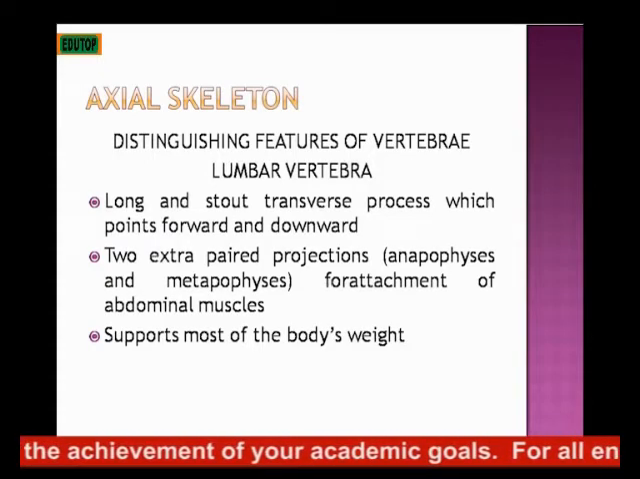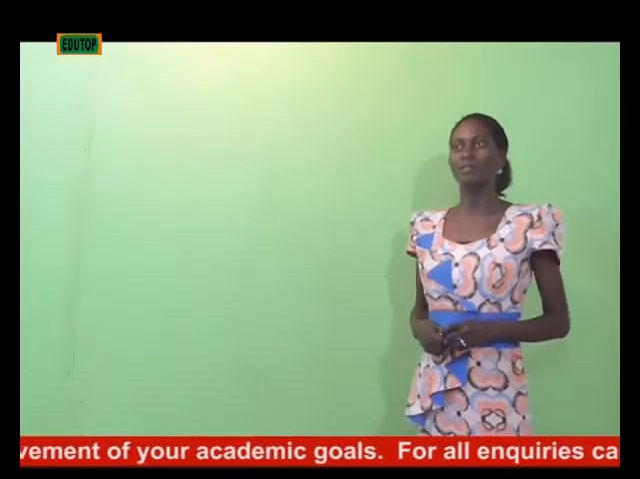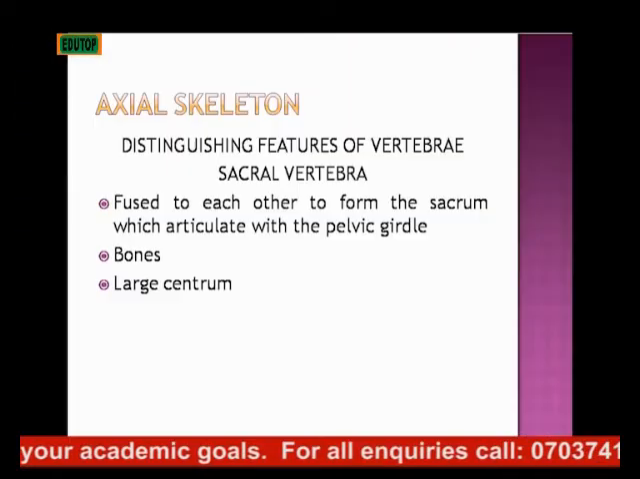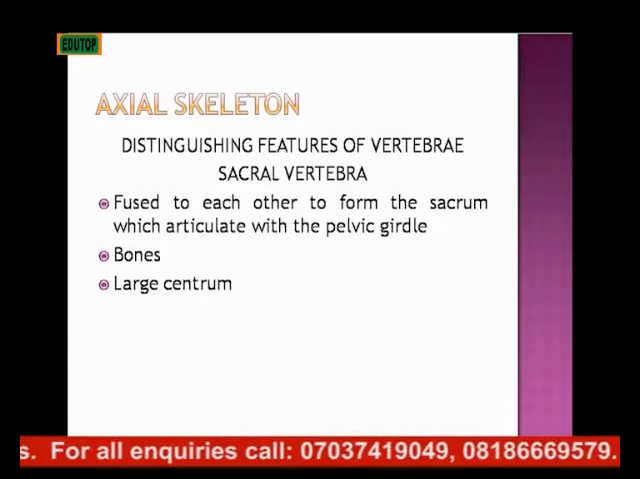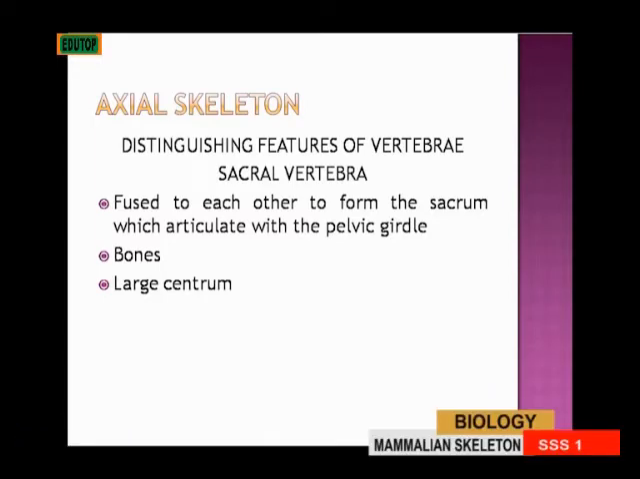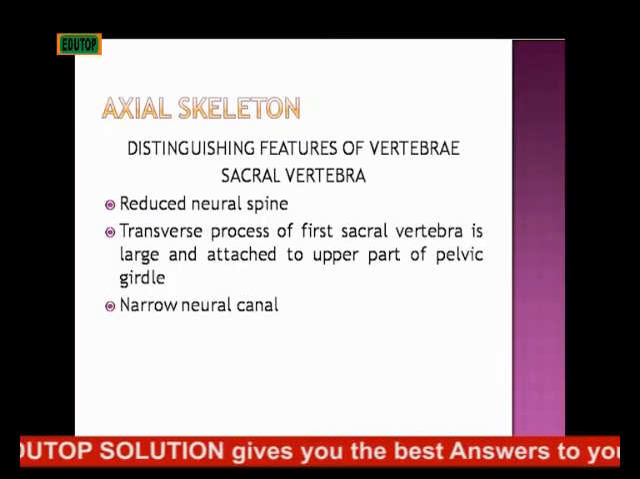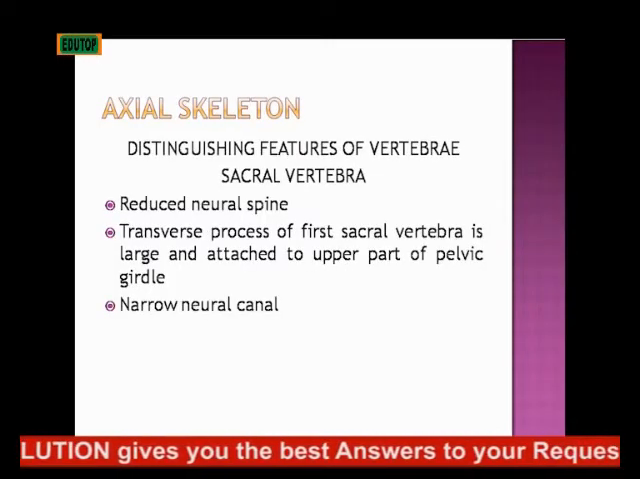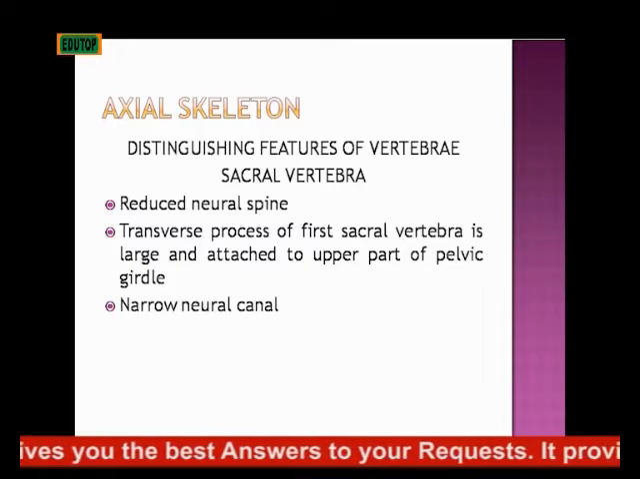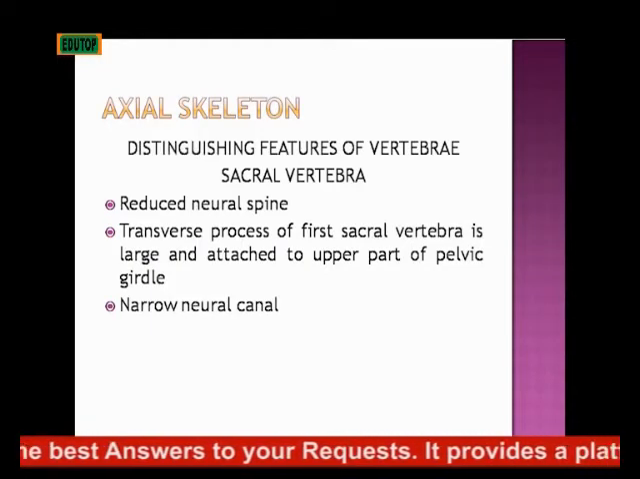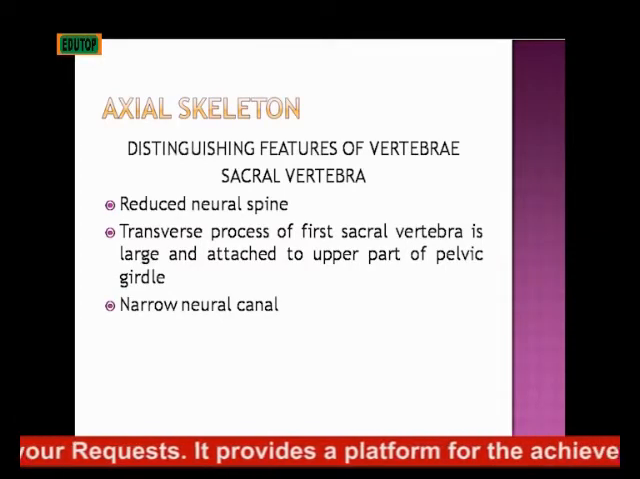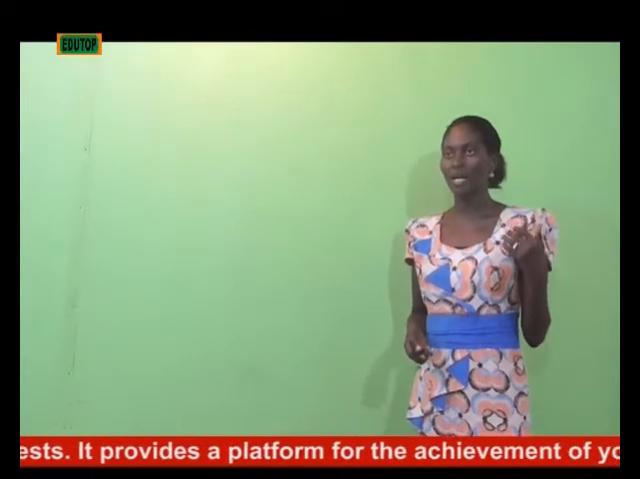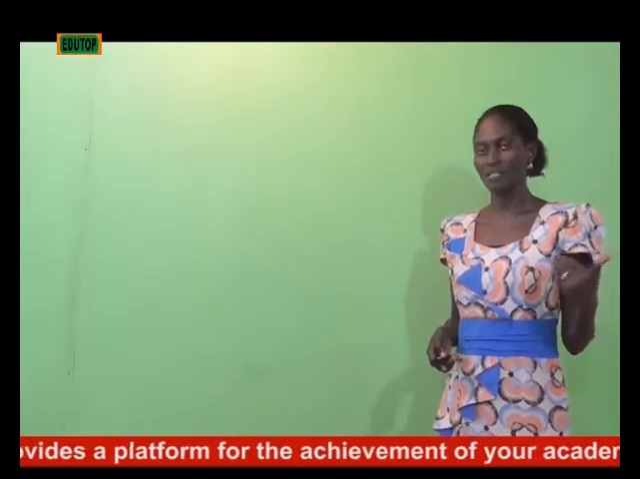It supports most of the body weight. The sacral vertebrae are fused to each other to form the sacrum, which articulates with the pelvic girdle. It has large centrum and reduced neural spine. The transverse process of the first sacral vertebra is large and attached to the upper part of the pelvic girdle. It has a narrow neural canal. That's for the sacral vertebrae.